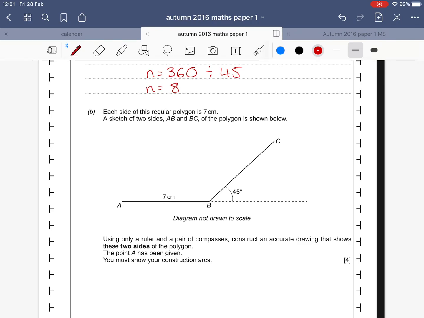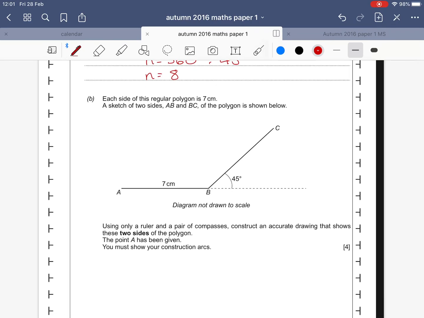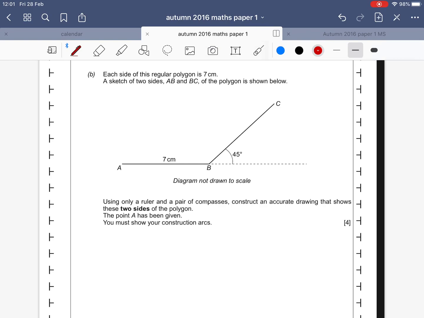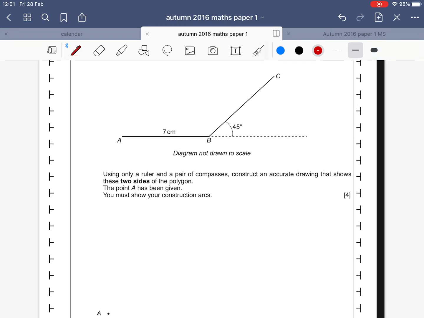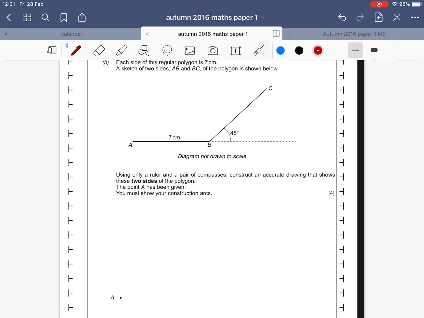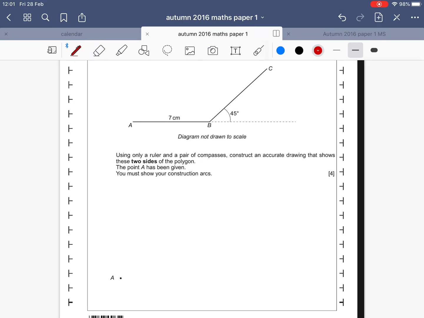Question B. Each side of a regular polygon is 7 centimeters. A sketch of the two sides A, B of the polygon are shown below. Use a ruler and a pair of compasses. Construct an accurate drawing that is shown. Right, I can't do this obviously with a compass, but I'm going to show you how I would go about doing it. So obviously this length is 7, so I would measure with a ruler, 7 centimeters, so I would label that then B.